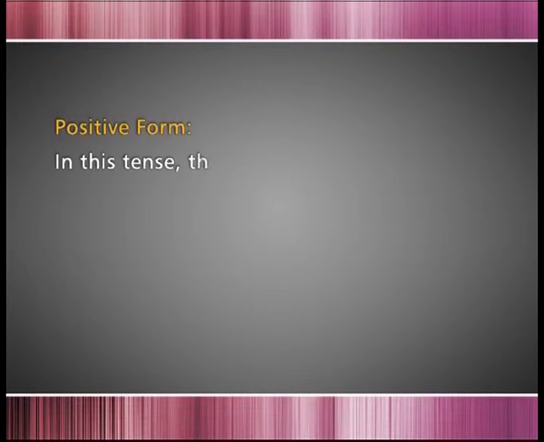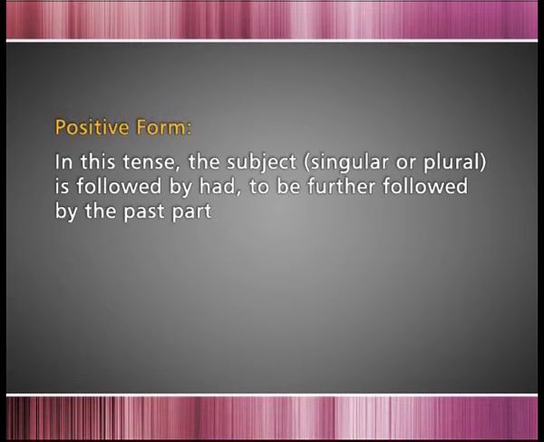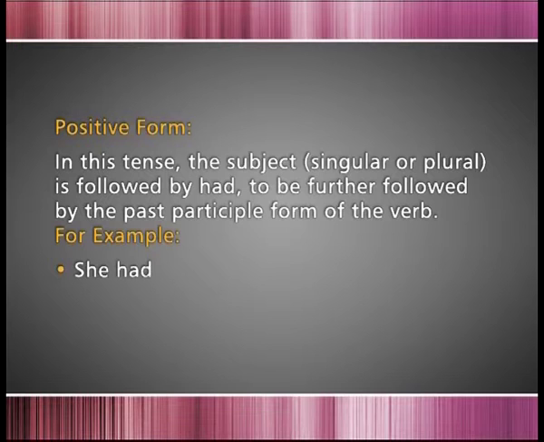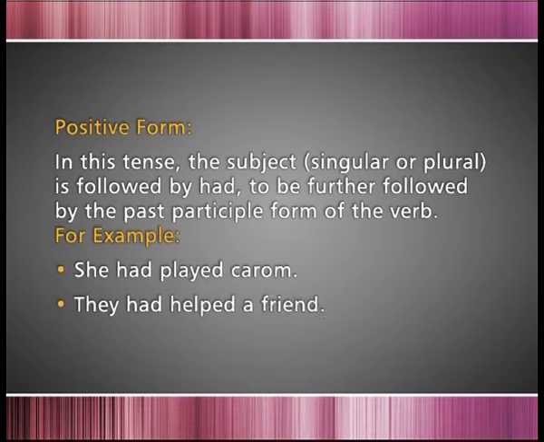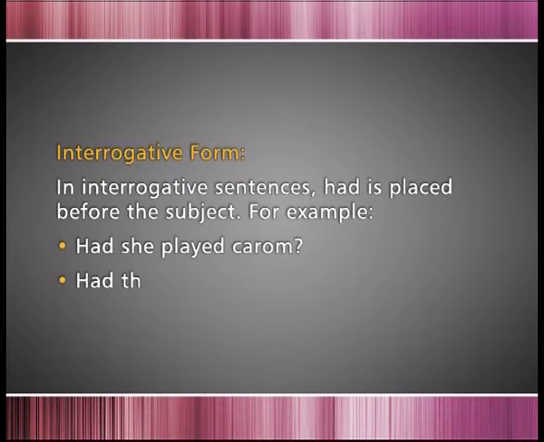Formation of past perfect tense, positive form. In this tense, the subject, singular or plural, is followed by had, to be further followed by the past participle form of the verb. For example, she had played carom. They had helped a friend. Interrogative form. In interrogative sentences, had is placed before the subject. For example, had she played carom? Had they helped a friend?